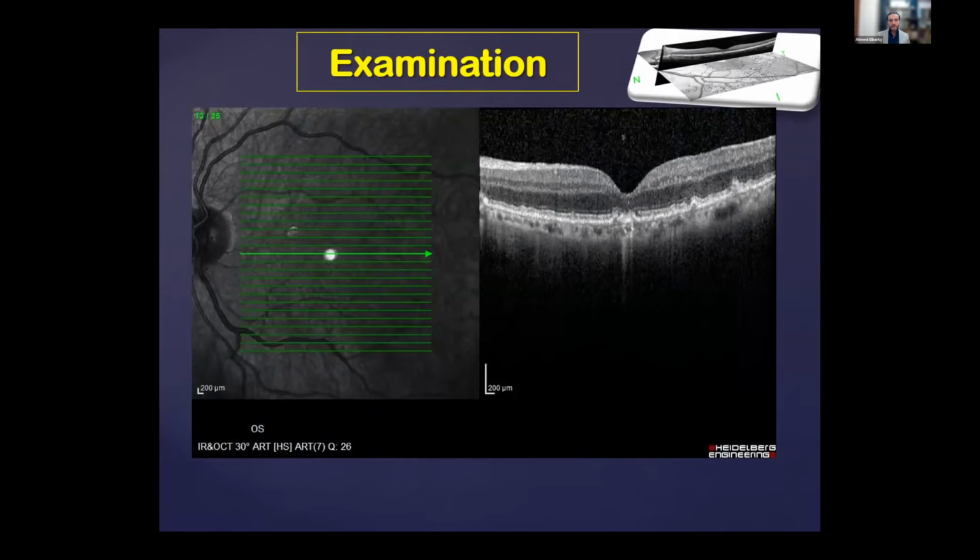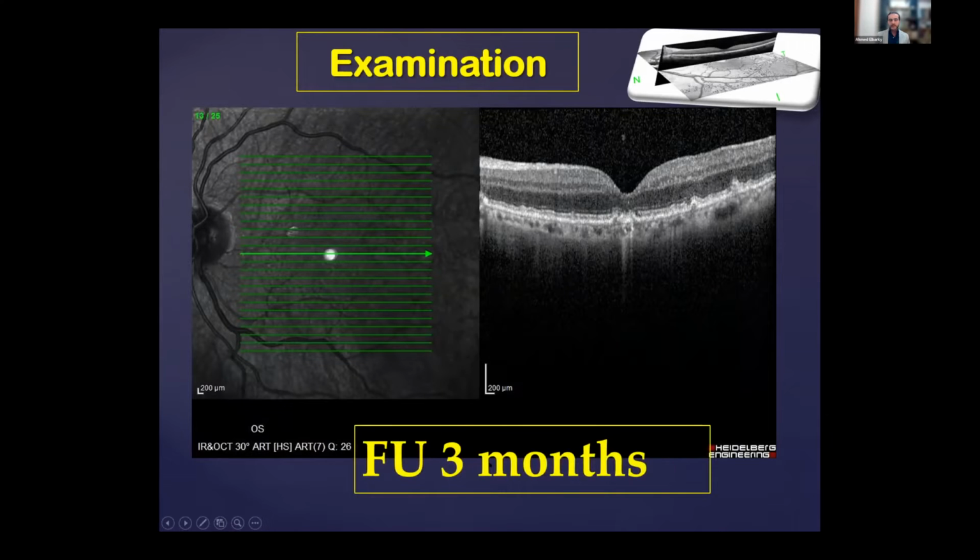So in examination, as you can see, the OCT of the left eye, there is nothing abnormal except for these RPE changes here. So we agreed that we control the blood sugar and follow up every 3 months.